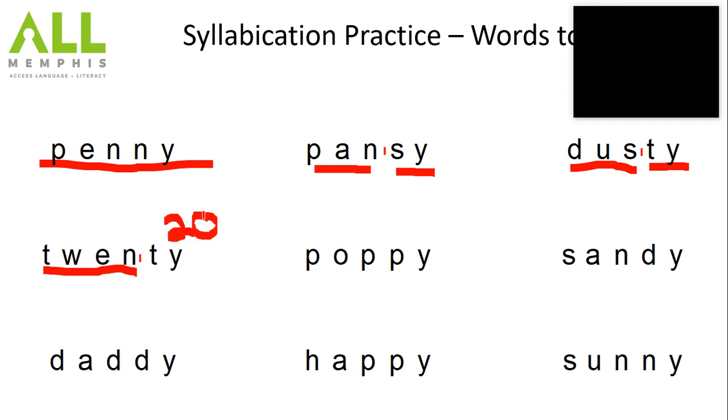Okay, I'm going to give you a chance. I really would like you to pause the video, write these words down so that you can put the dot in between the two consonants and break it up and sound it out. Okay, pause the video, do that, and then I'll show you what I found. Okay, so I would have put a dot here, here, here, here, and here. So this word would have been pop, poppy, sand, sandy, dad, oh, I know this one, daddy, hap, happy, sun, sunny.